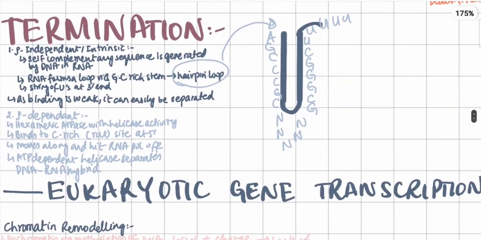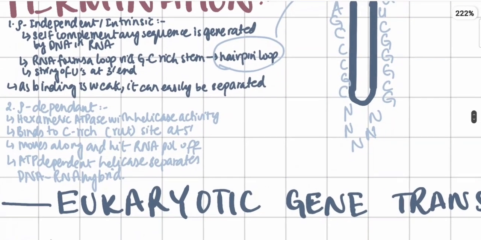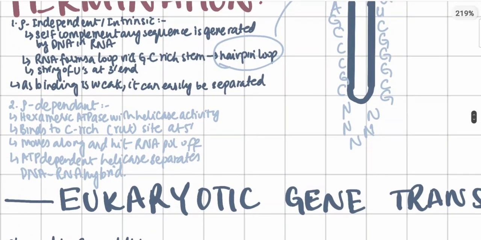Then we have the termination. Now, termination is basically two types. There are two types of terminations in prokaryotes. One is intrinsic or rho independent, and the other is rho dependent.